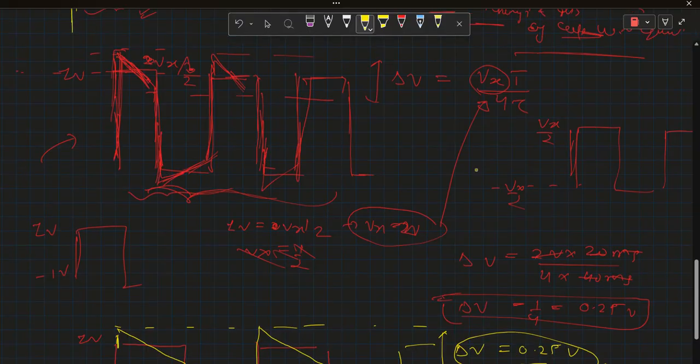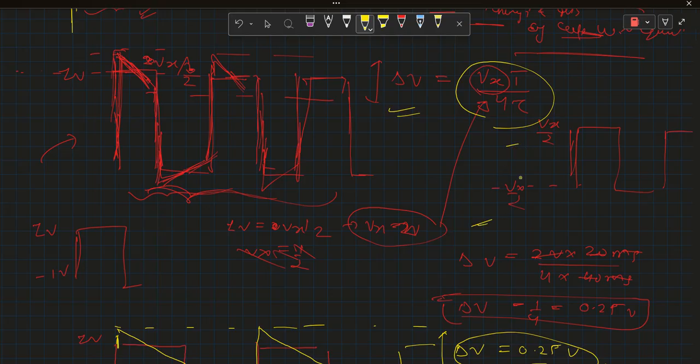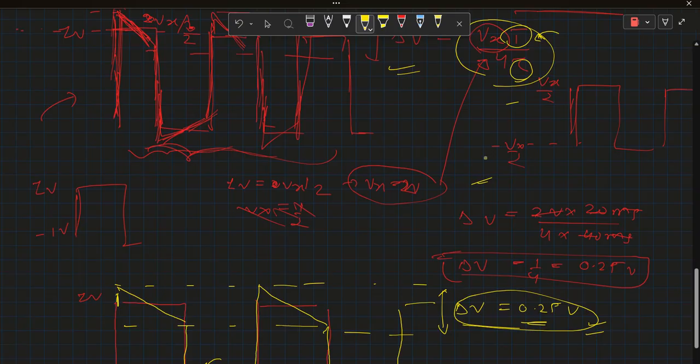And how we calculate the ripple, the formula is Vx T by 4 tau. We will derive this later, but for now, learn this. Whenever there is a pulsating voltage, with voltage variation Vx by 2 to minus Vx by 2, then the output ripple for the circuit is delta V, which is Vx T by 4 tau. Tau is the time constant of the circuit. T is the time period of the pulse. If we put in all these values, we will get 0.25 volt.